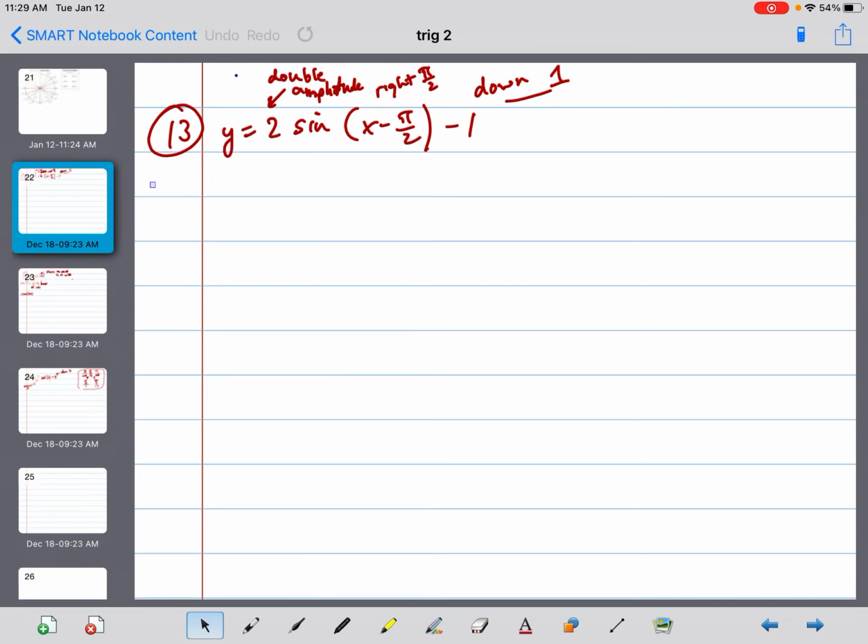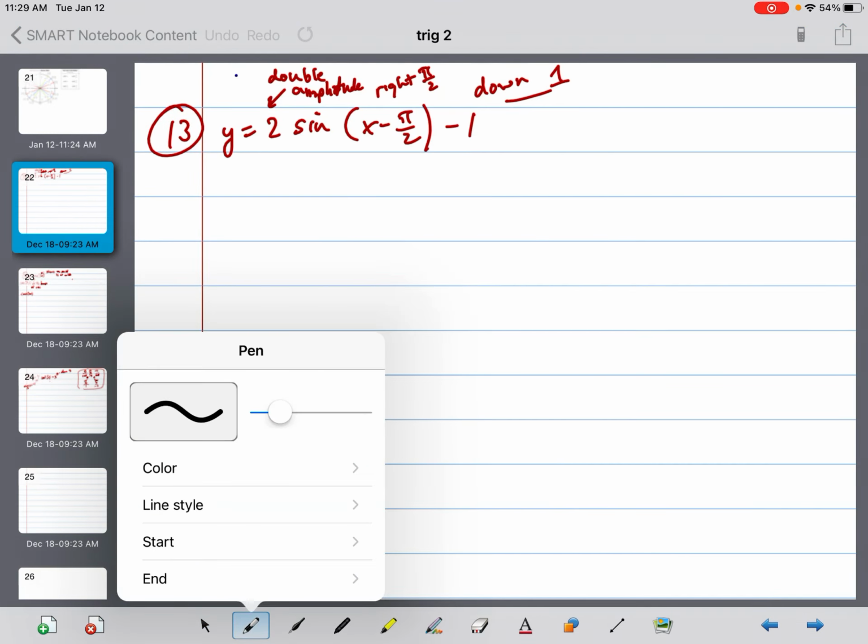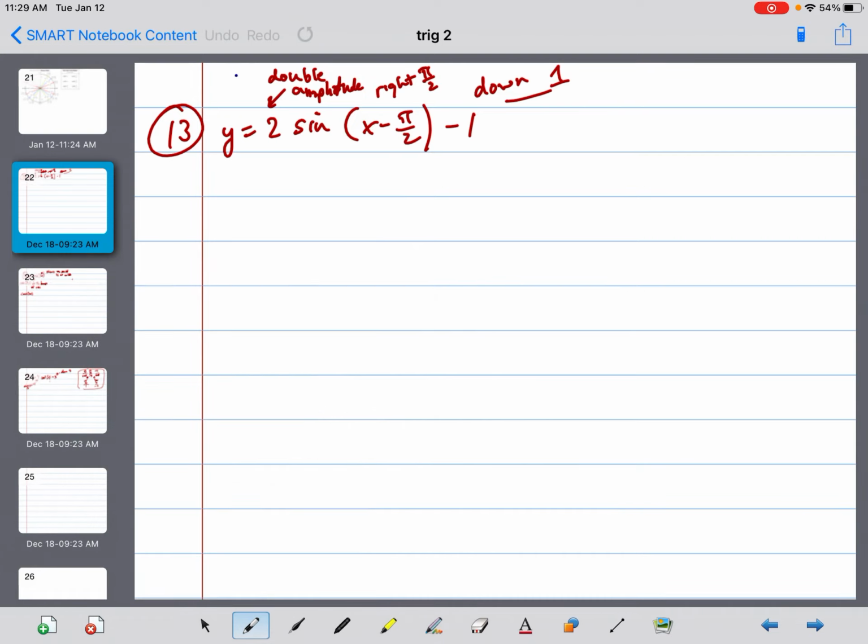Remember that the sine graph, oops, sorry about that. The sine graph starts at 0, 0, okay? The normal sine graph, okay? So sine starts at 0, 0. Now this one is going to get shifted to the right pi over 2. So actually that 0, 0 turns into 0, negative 1. So a couple of things happen on this one.